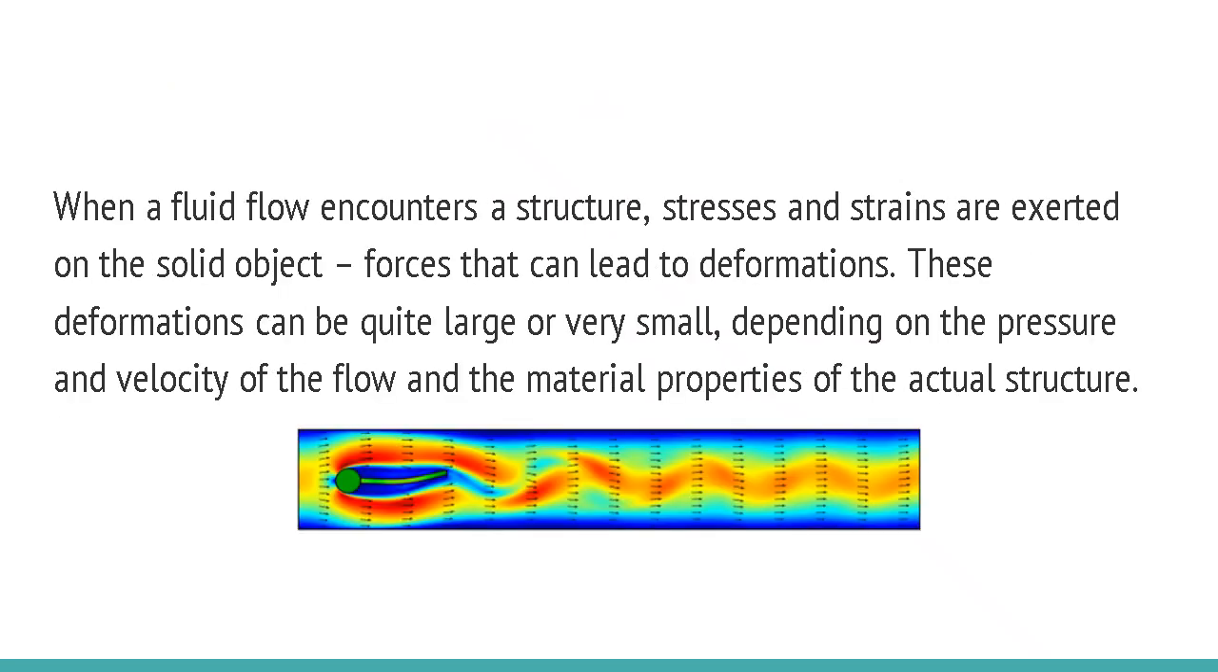So when the fluid flow encounters a structure, stresses and strains are exerted on the solid object, and the force can lead to deformation. This deformation can be large or very small, depending on the pressure and velocity of the flow, and the material property of the structure. So there is an analysis of one component. There is a flow, that is the motion, the material property indicators, the color indicators, stress and strain.